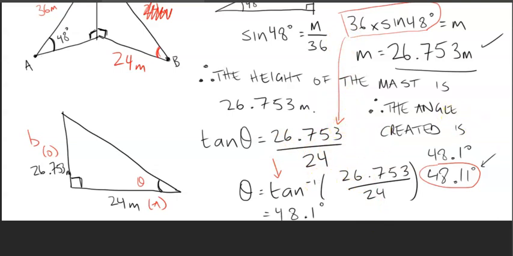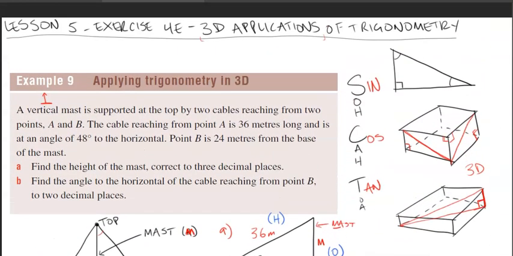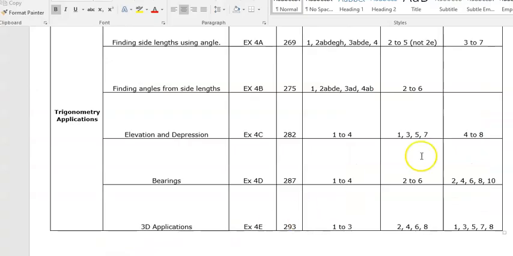And this concludes the lesson of exercise 4E, 3D applications. What you will need to do from the log sheet is exercise 4E, which is page 293. If you found that the content within here is quite tricky, stick to just questions 1, 2, and 3. They are still tricky in the form of drawing your diagram, but it's very basic of what you need to do. If you're comfortable, 2, 4, 6, 8, and if you want to challenge yourself, every second one from 1 onwards, 1, 3, 5, 7, and also 8 as well.